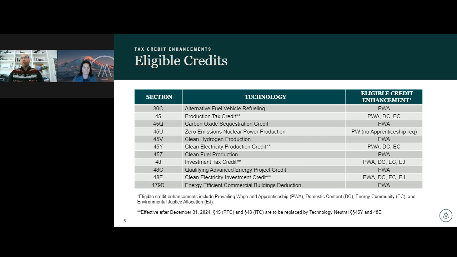This box is a list of those credits as it relates to things like alternative fuel vehicle refueling, or EV charging stations, the production tax credit, carbon oxide sequestration, and some of the others like nuclear power production or clean hydrogen. And then starting in 2025, we shift from the production tax credit of IRC Section 45 to the clean energy production credit, which is technology neutral, starting in 2025. And then also the same is true with the investment tax credit.